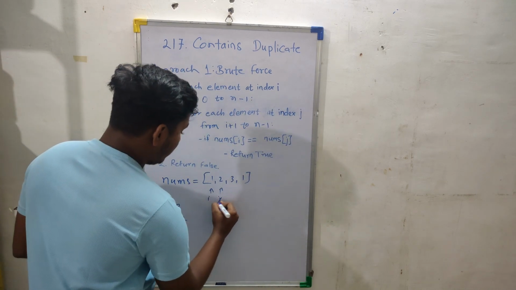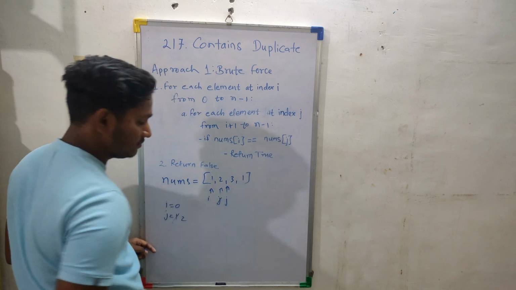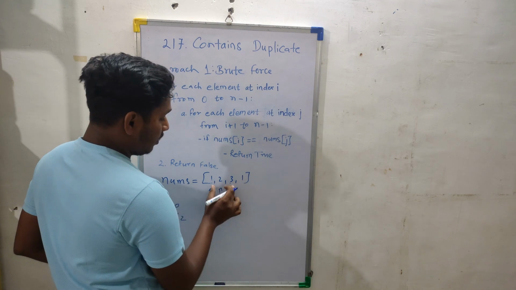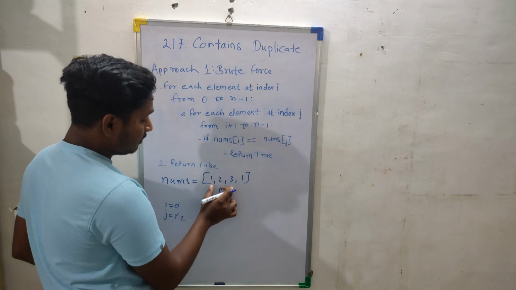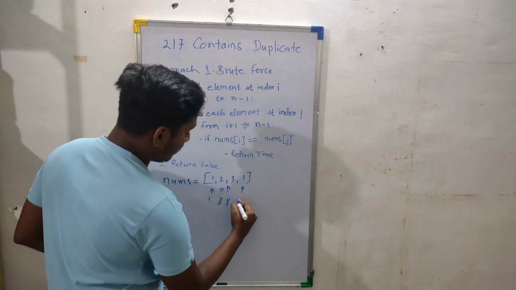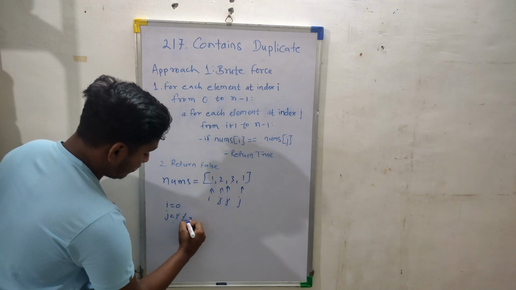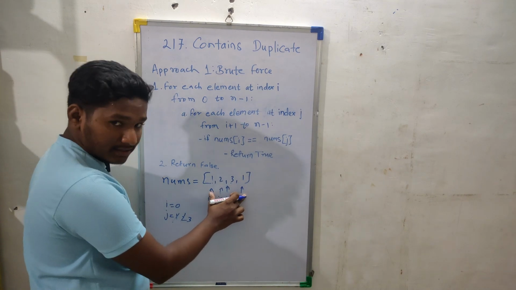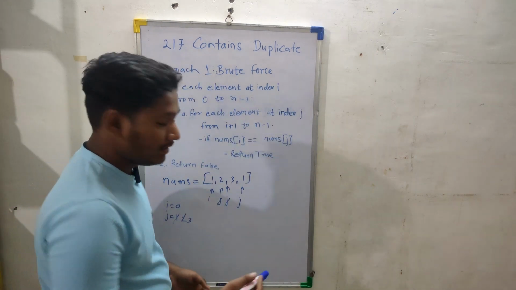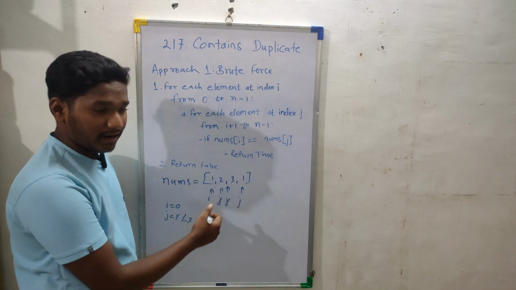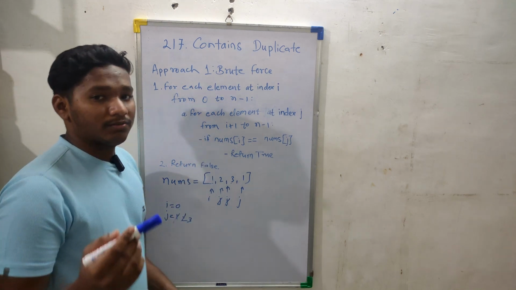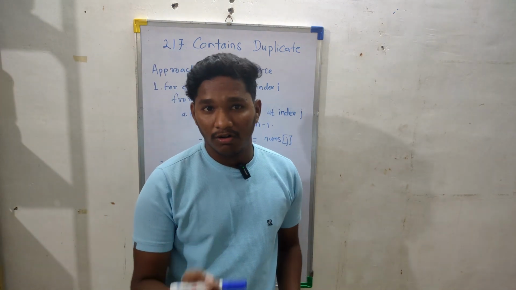Now j becomes 2. Again we check whether nums of i and nums of j are equal or not. Again these are not equal, so we increment j again. This time our nums of i and nums of j are equal, that means we are going to return true. So we found a duplicate element in the array, and that's why we return true. Because of two nested loops, the time complexity of this approach is order of n square.